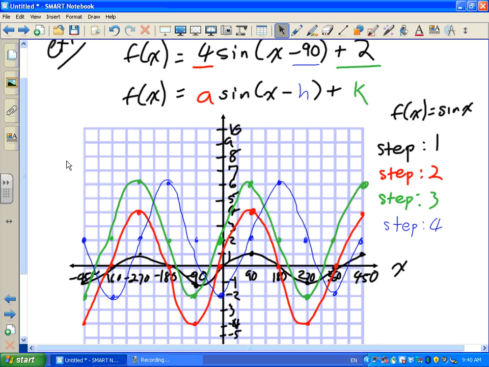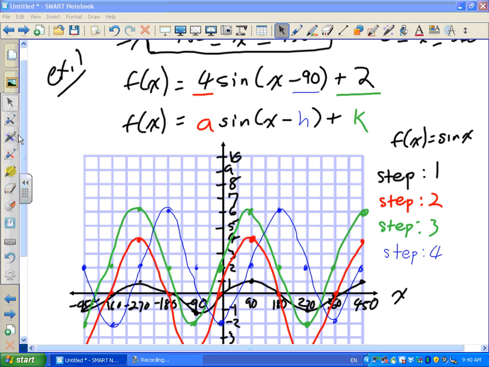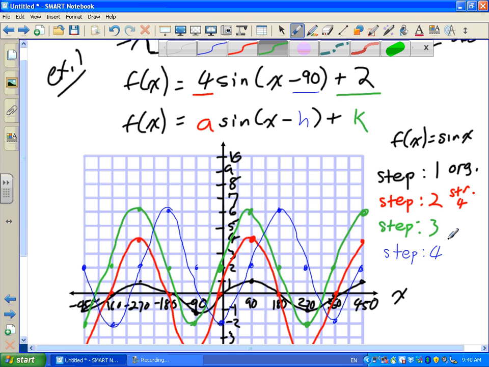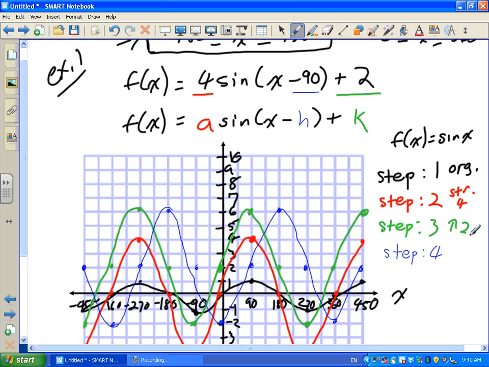Ready? I'm going to write a quick note on what each of those steps were. So step 1 was the original. Step 2 was, how can I write stretch? S-T. Stretch of 4. Step 3 was up 2. And step 4 was to the right 90. Those were all of our steps. The little notation. Are you guys okay with that?